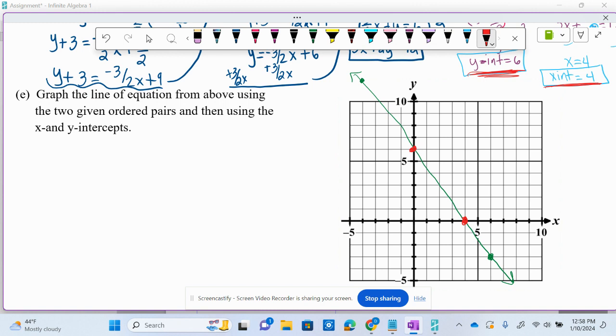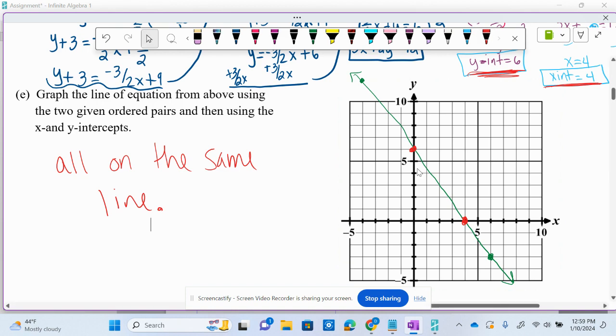So the question is, what do you notice about the two ordered pairs and the x and y intercepts? Well, they are all on the same line. So all we did was prove that our equation written in standard form is the same line as those two ordered pairs.